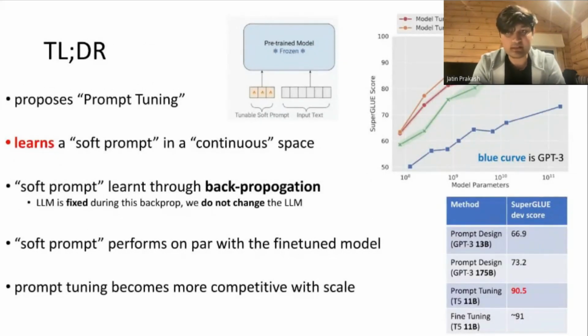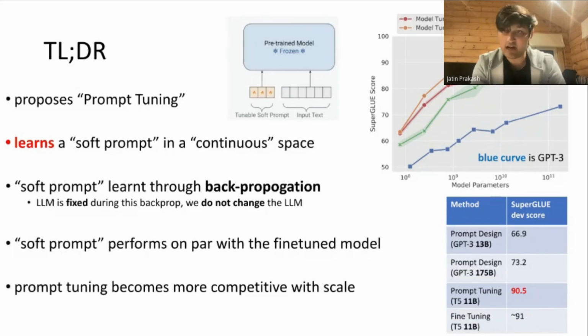So the high-level idea of this paper is a technique called prompt tuning, which learns a soft prompt in a continuous space. The meaning of soft and continuous will become clear in the next slide. However, unlike discrete text prompts, which were used by the GPT-3 paper, or which is the current prompt engineering trend, soft prompts are learned through backpropagation. An important thing is that the LLM is fixed during this entire backpropagation. The only thing we optimize are these soft prompts. Also, these learned soft prompts perform on par with the fine-tuned model. And the effect of prompt tuning becomes more significant when we increase the model size.